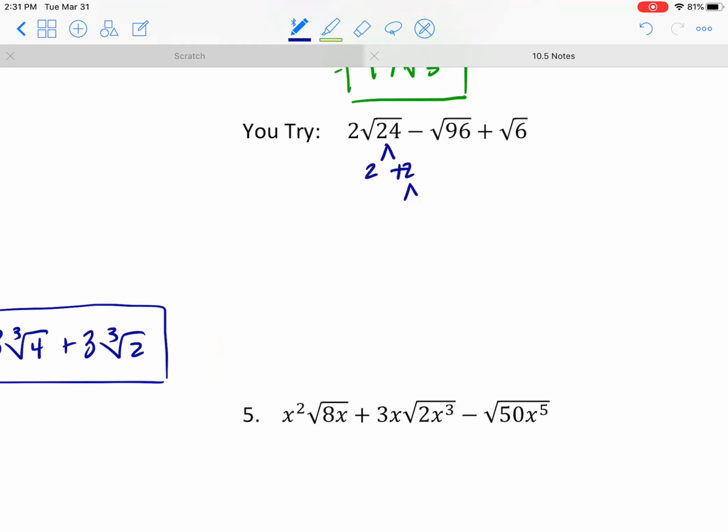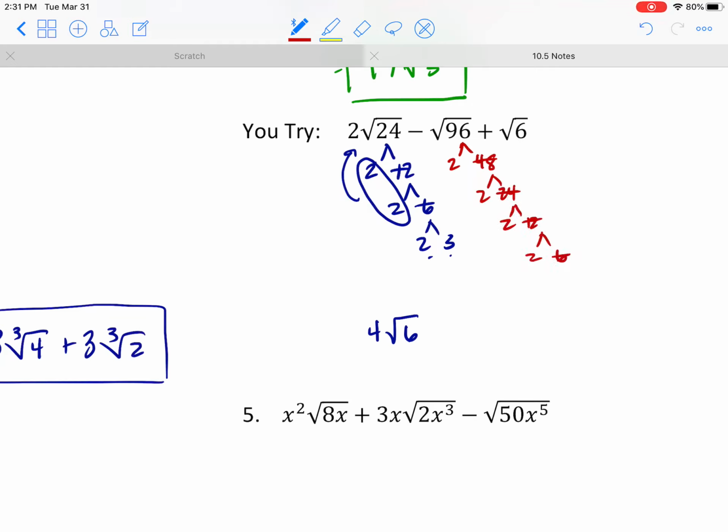Okay? So I've got one for you to try. Feel free to pause and give it a shot. Otherwise, I'm going to keep working here. So we got 2 and 24. This is 2 and 6 and 2 and 3. So a 2 is going to come out and a 6 is going to be left. That 2 times that 2 makes a 4 in front of a radical 6.